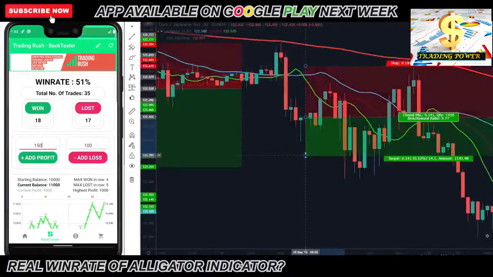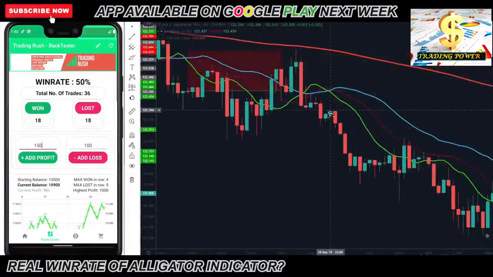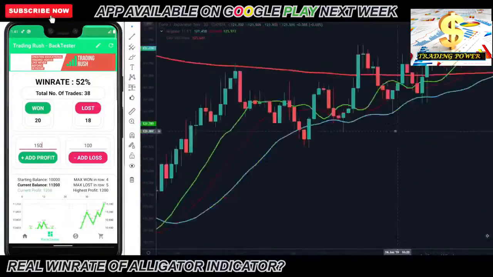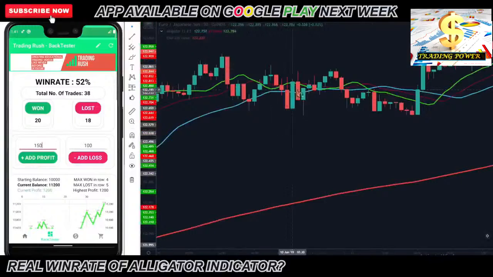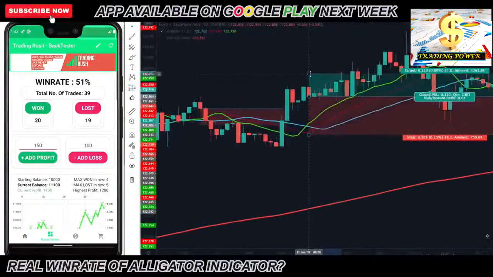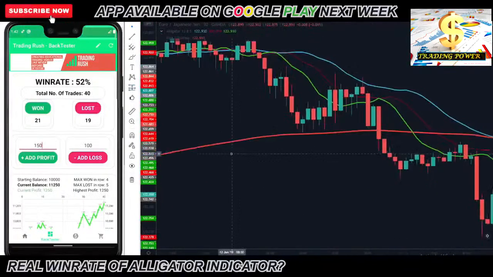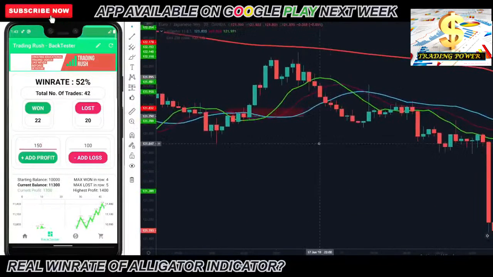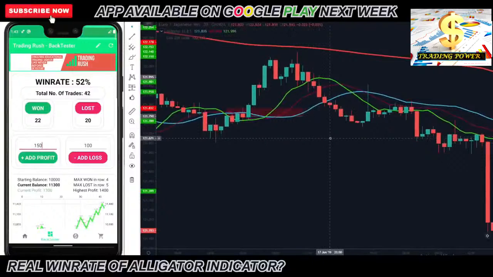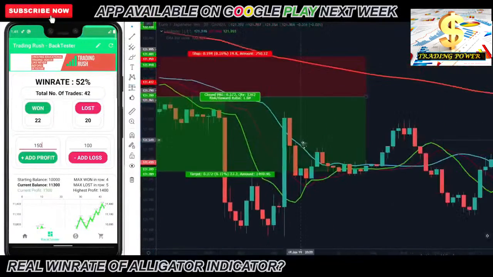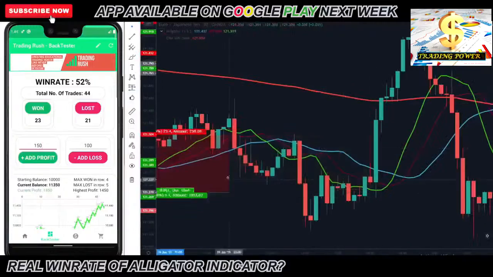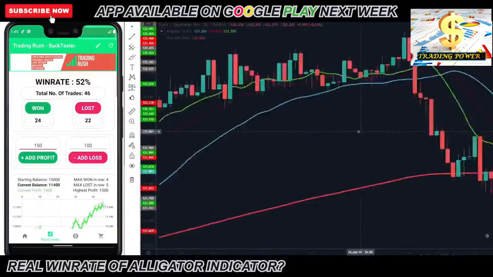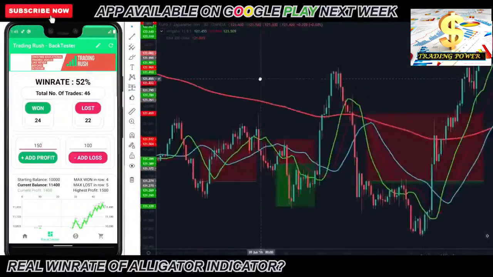Well, you see, the risk to reward ratio and win rate are inversely proportional to each other. In other words, if I increase my risk to reward ratio, my win rate will decrease, because price will have to make a big move to reach that profit target, and that doesn't happen every time. Similarly, if I decrease the risk to reward ratio and set the profit target very close to my entry, my win rate will increase, because price will have an easier time reaching my profit target.